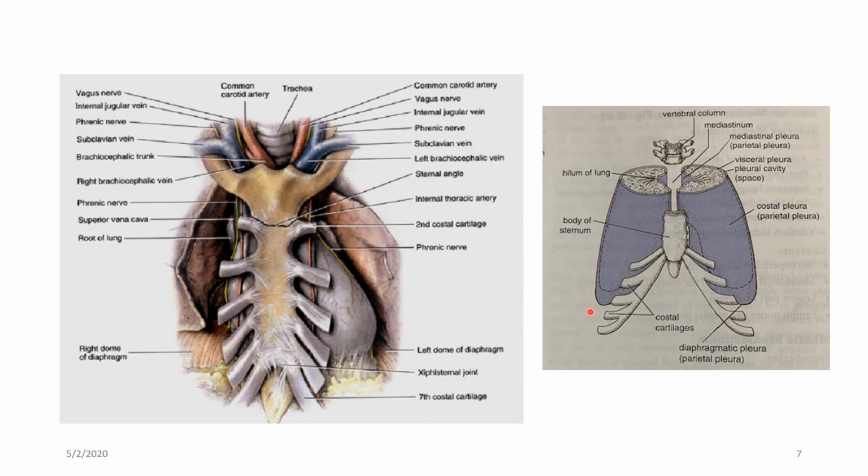Then this is the view of the thoracic cage contents. So what you are seeing is the pair of lungs enclosed in the pleural cavity, and then the space between the two pleura is the mediastinum. The pleura forming the boundary for the mediastinum is the mediastinal pleura, which is the parietal pleura, whereas the visceral pleura is closely attached to the lungs, and posteriorly you are seeing the vertebral column. So this is the mediastinum area.